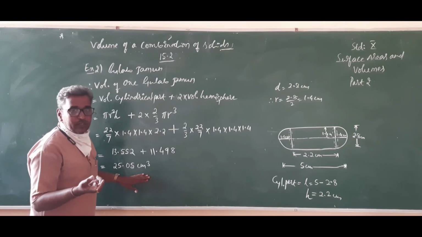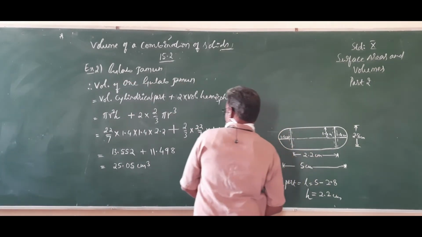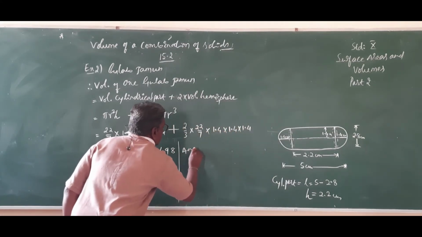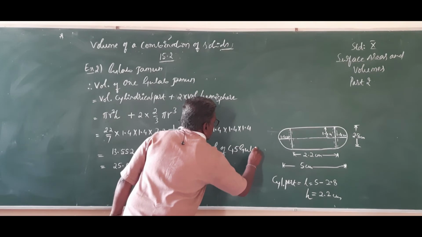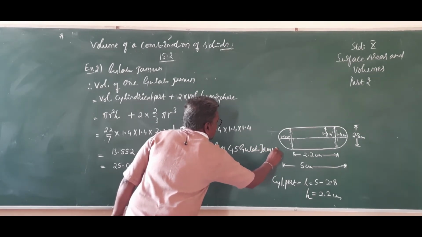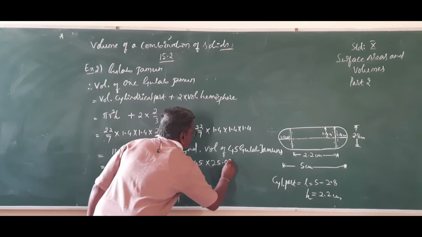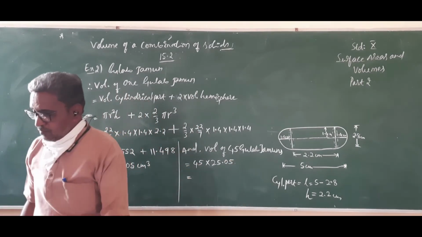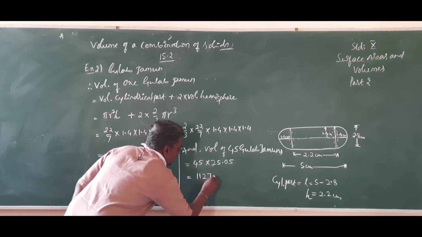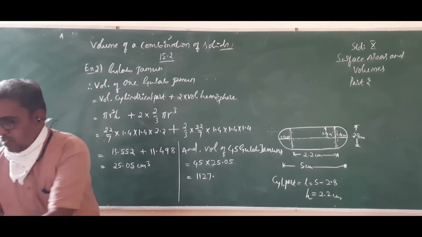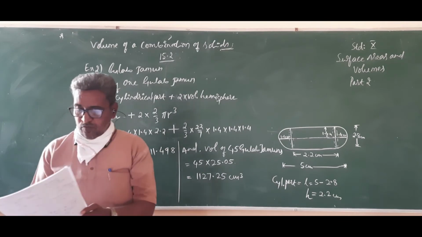So what about the question? There are 45 gulab jamuns. Now the volume of 45 gulab jamuns is equal to 45 into 25.05, which is equal to 1127.25 centimeter cube. This is the volume of 45 gulab jamuns.